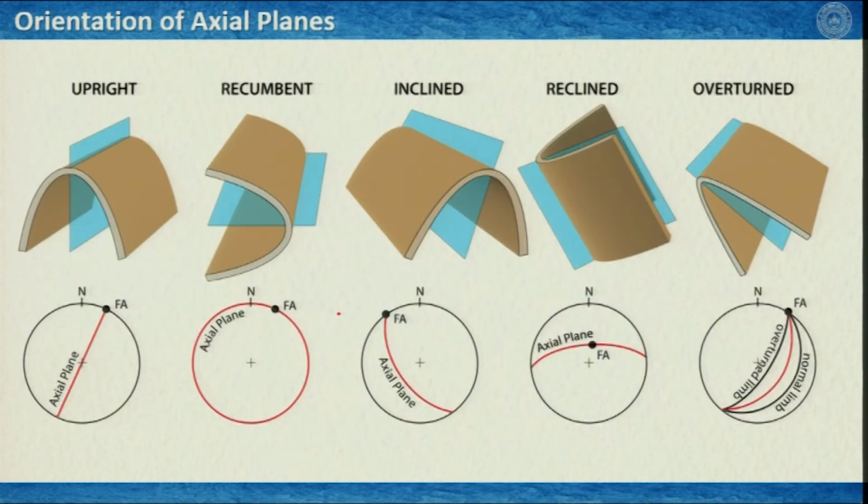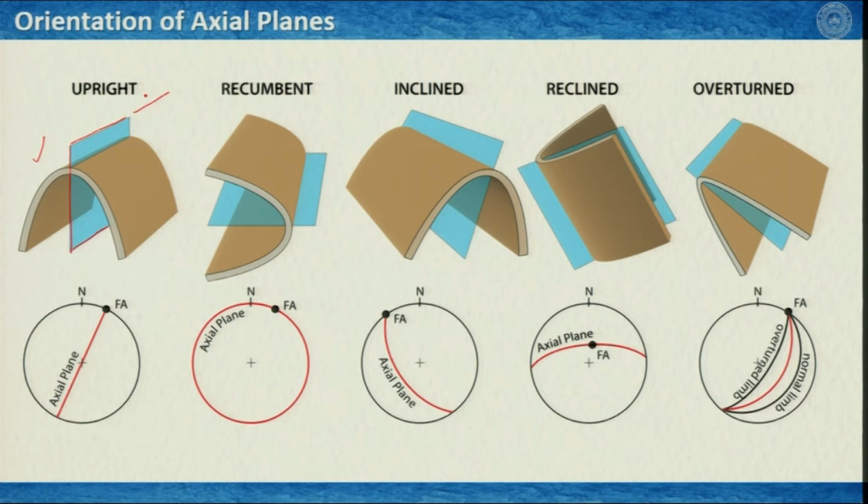And here they are. In all these illustrations, the blue shaped rectangles are the axial planes. What we see in this first illustration, which is an example of an upright fold, is the folded strata, the folded layer, and this axial plane is this one, and the axial plane is almost vertical. In the second one, we see that this is a recumbent fold. So, in the field, if you figure it out, you will write it like this, or you can orient it like this.